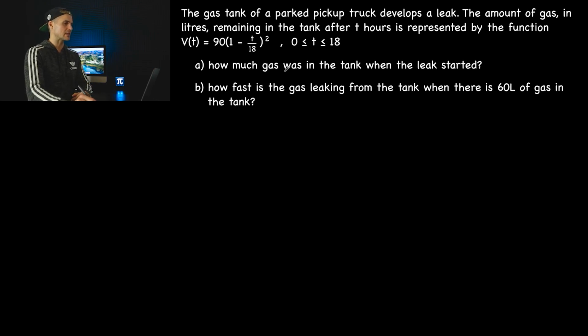Moving on to the next example on the test, another application question. Here we're told that the gas tank of a parked pickup truck develops a leak. The amount of gas in liters remaining in the tank after t hours is represented by this function, V of t equals 90 times the bracket 1 minus t over 18, squared, where t is between 0 and 18 hours. So this is going to be the domain of this function.